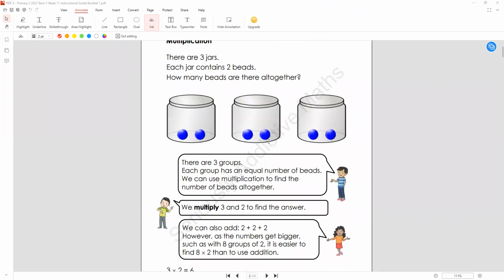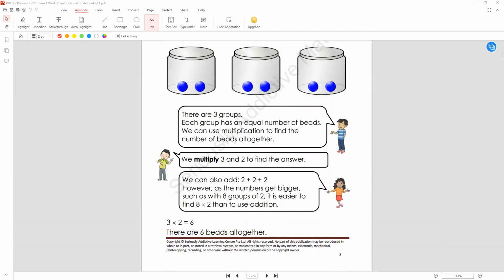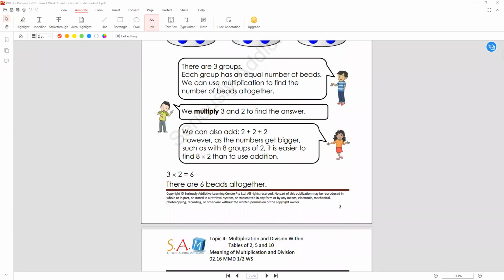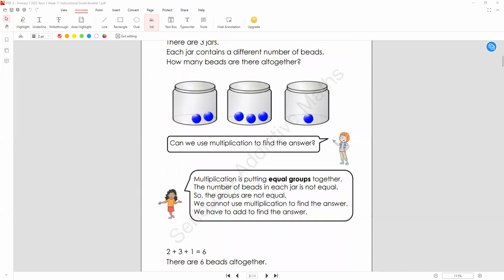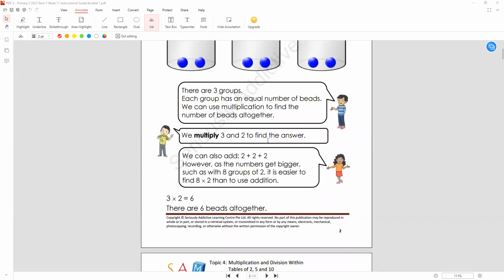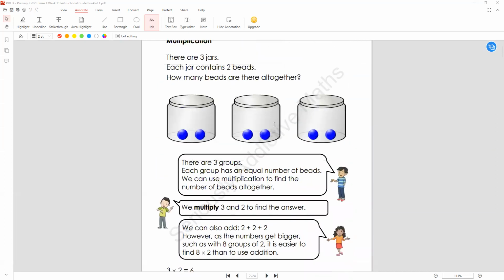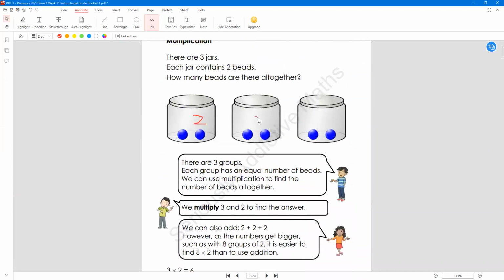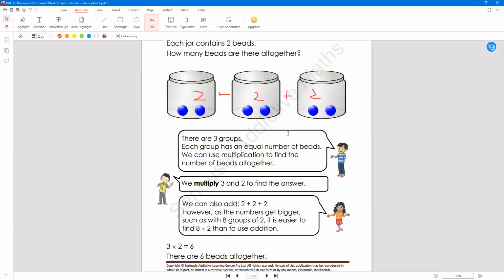Next, there are 3 jars, each jar contains 2 beads. How many beads altogether? It's 3 groups of 2, so 3 times 2 equals 6. They don't have to memorize the times table at this point, but they do need to know that 3 times 2 equals 3 groups of 2, which is 2 plus 2 plus 2. Illustrate this for them as well.